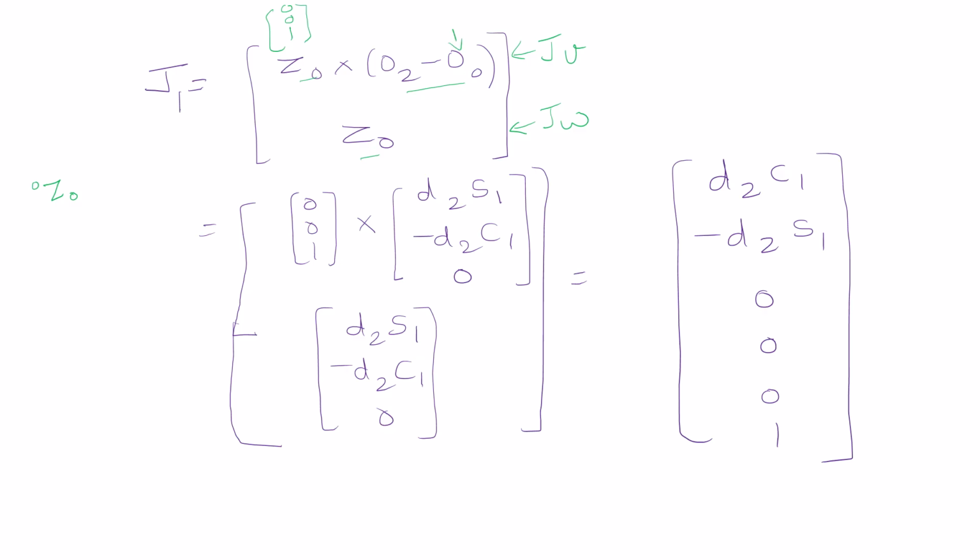And what about O0? O0 is the position of the zeroth frame relative to itself, so the origin is the same. Here O0 will be 0, 0, 0. From the transformation matrix T2 to 0, we have got O2, right? So just substituting all here, you will be getting the cross product of 0, 0, 1 and D2S1, minus D2C1, 0, right?